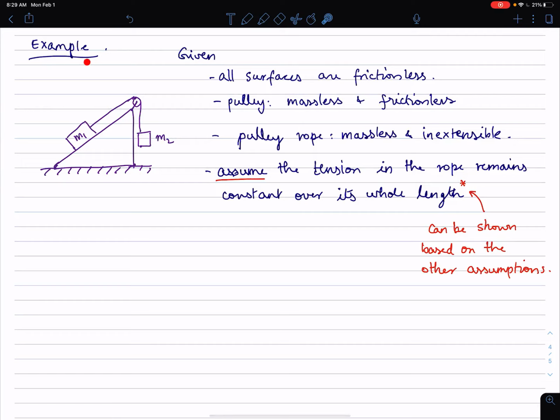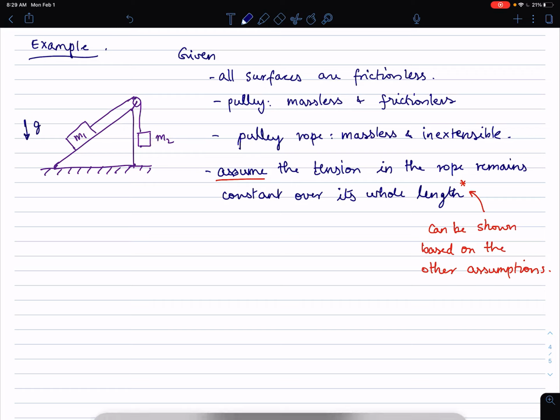Okay, let's look at a simple example. And here's a picture for the example. There's a slope attached to the ground, and there's a mass sitting on the slope, which is connected by a rope and a pulley to another mass that is sort of overhanging. The masses are m1 and m2. The acceleration due to gravity is g, as usual.